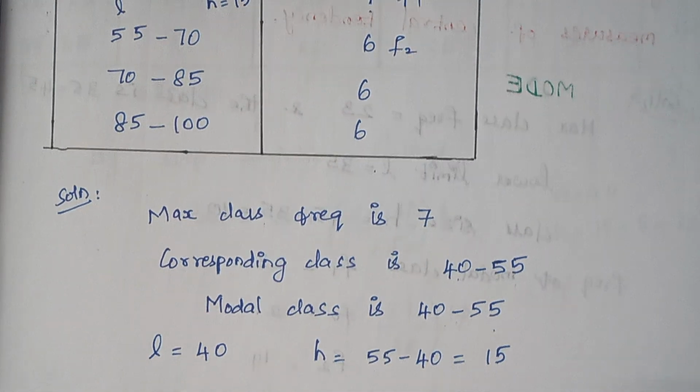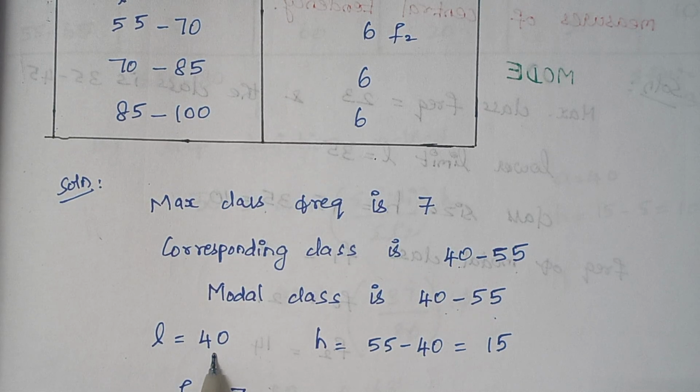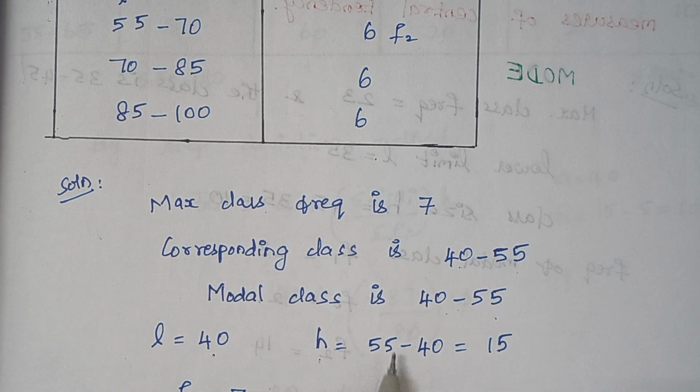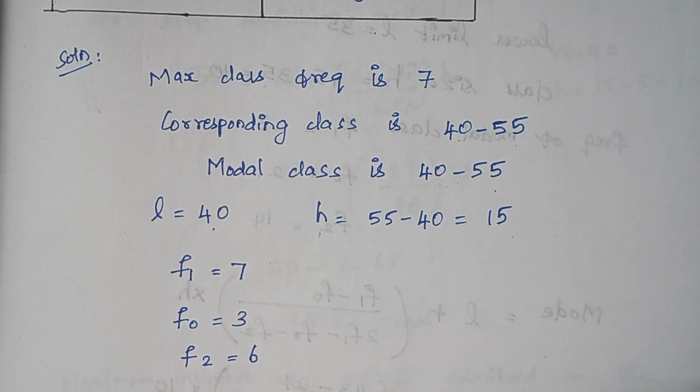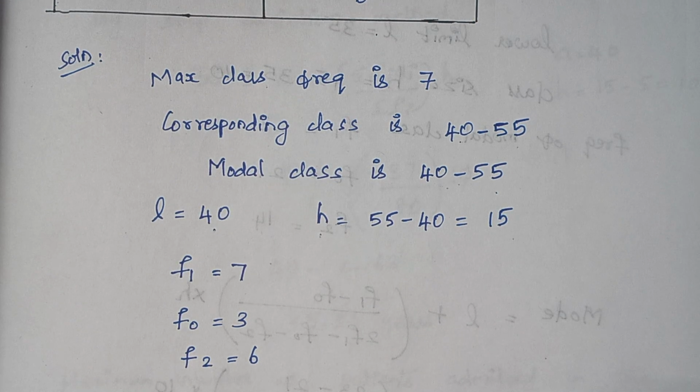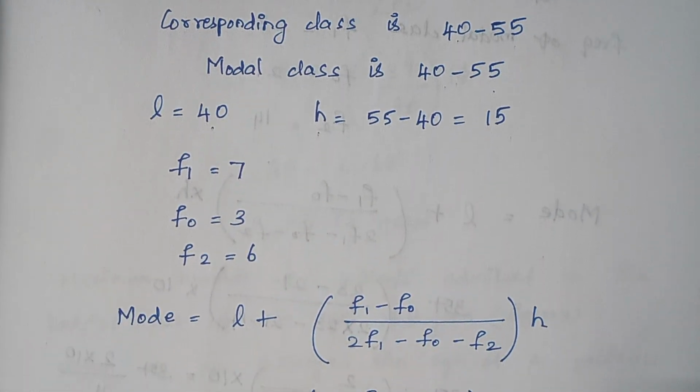What about the value of L? Here the value of L is 40. What about the value of H? It is the difference between these two, which is 15. So we have calculated F1, F0 and F2 from the tabulation. So now we can directly substitute.